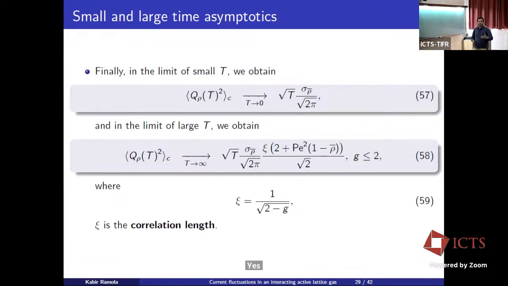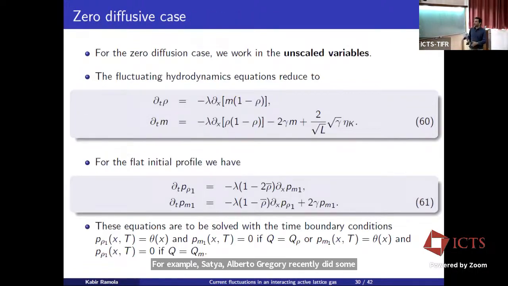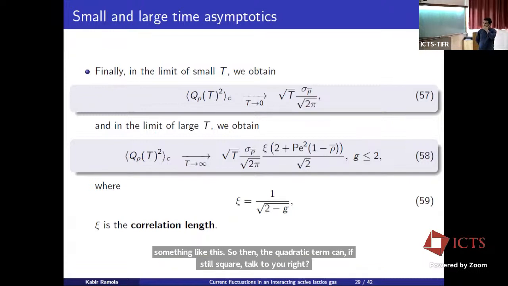And now we would like to compare it with other known results. For example, Satya, Alberto, Gregory recently did some work on non-interacting RTP particles, which had zero diffusion in it. So yes. So I guess if it scales like square root of t, the large deviation function can still scale like t, right? Because if you just define lambda by t as a variable, or lambda times t, or something like that. So then the quadratic term can still give square root of t, right? So t times whatever 1 by t square or something like that.